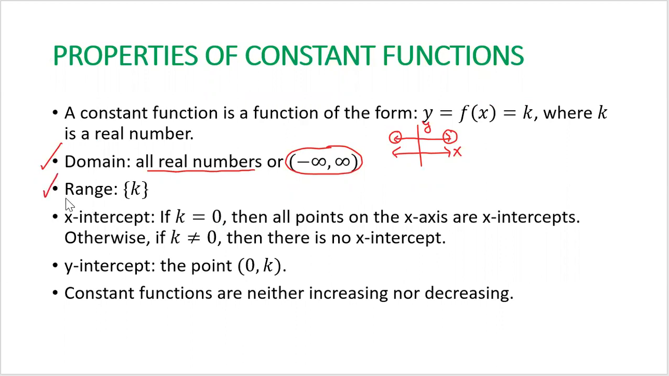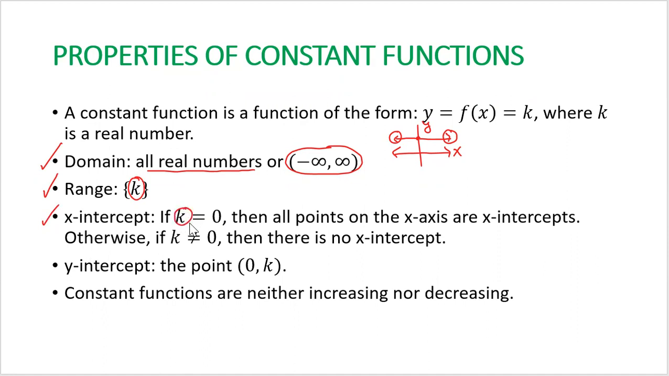Now, its range is just the set that contains the value of k, because in the graph, y equals k is the only y value that is being covered by the graph. Okay, and then the x-intercept of constant functions would depend on the value of k.